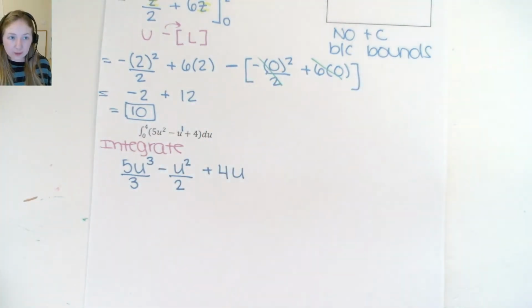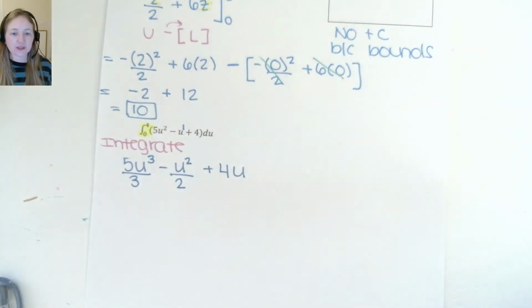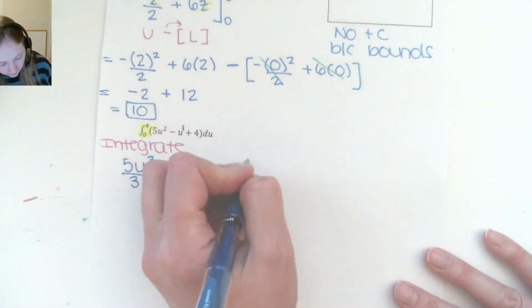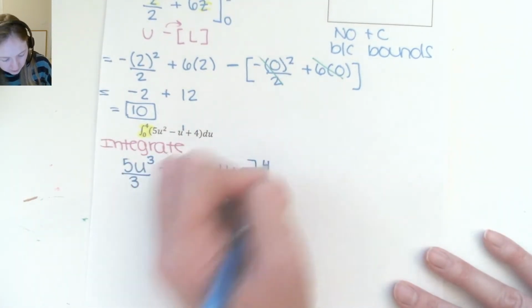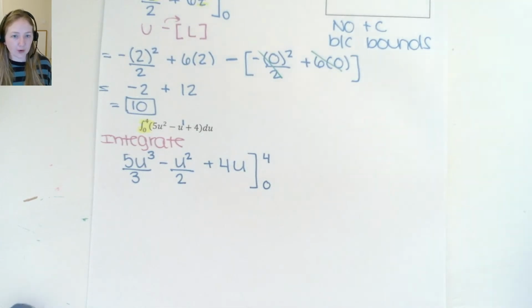Now, we don't write the plus c. And the reason why we don't write the plus c is because we have these bounds from 0 to 4 that we need to incorporate. So we put a bracket and then the 0 to 4. All right, so that is step 1.